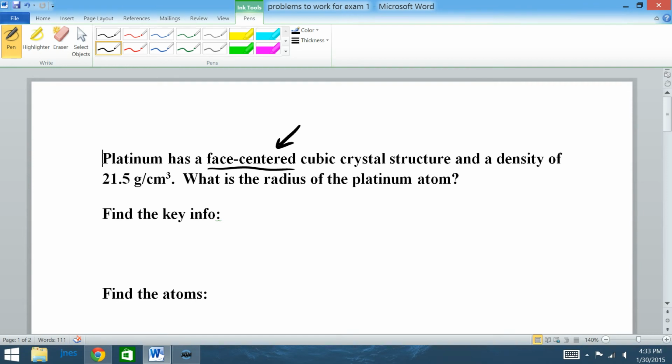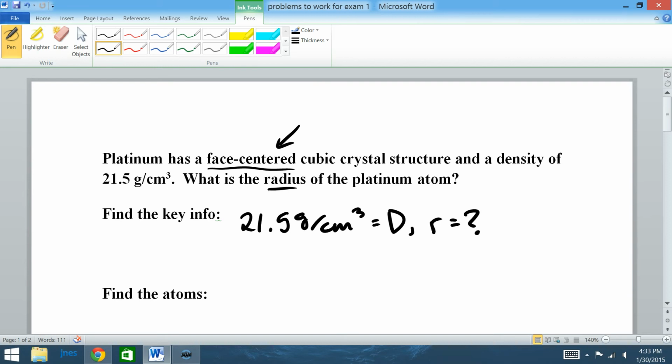2, we're given a density value. The density of the crystal is 21.5 grams per centimeter cubed. So we will use that density later in the problem. And we are looking for the radius. So r equals question mark. That's what we're shooting for. So likely we're going to have to find edge length to make our way to the radius.